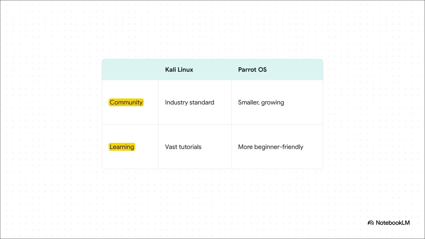As the industry standard, it has a huge global community. You'll find countless tutorials, YouTube videos, books, and official courses from Offensive Security, all using Kali. That just makes troubleshooting and learning so much easier. Now, Parrot has an active and really passionate community, but it's smaller. So while its setup can feel more user-friendly, you might have to dig a little deeper to find Parrot-specific guides.